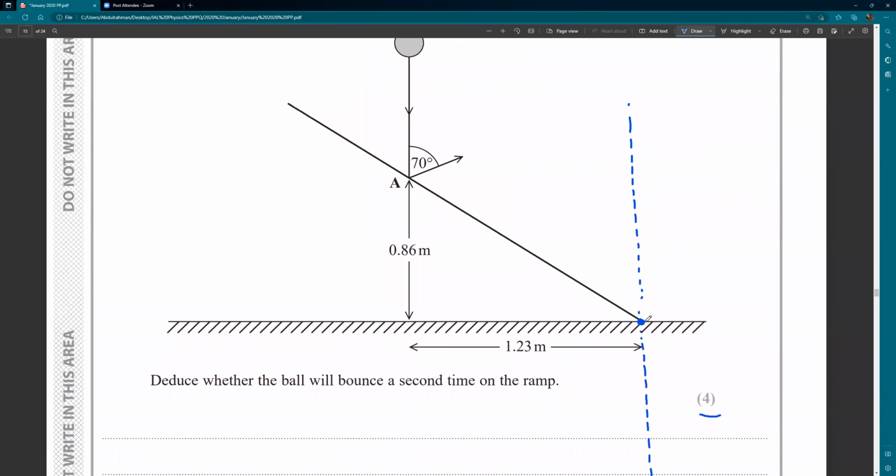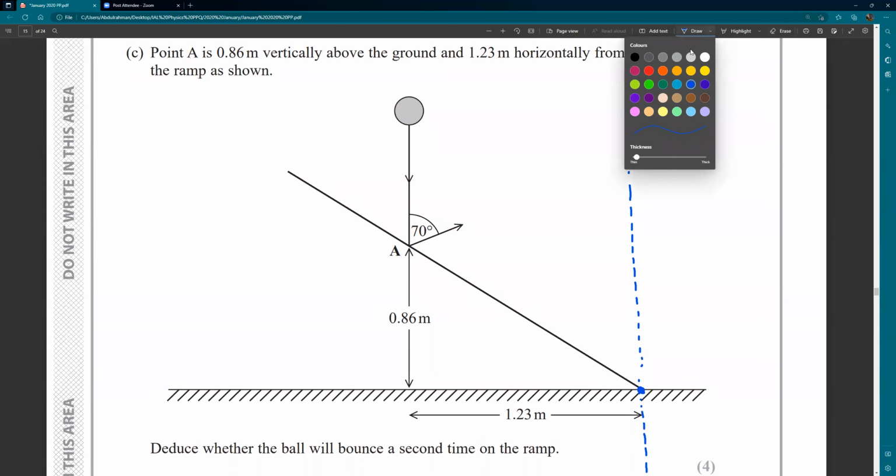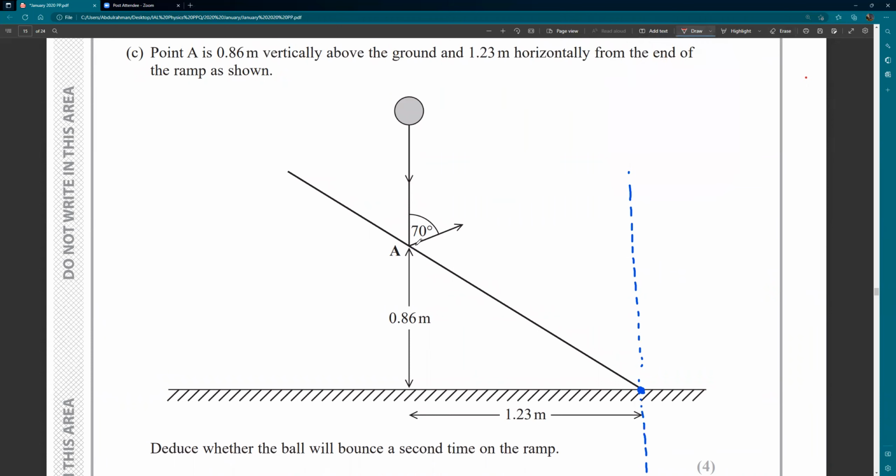If the ball is above this position, which is, by the way, a displacement of minus 0.86 meters because you started here. So here is the displacement 0, and you have to go 0.86 down, or minus 0.86 meters, to reach this position. So if your vertical displacement is above this, then it would not have bounced a second time. And let me try and draw what I'm talking about. So if it is above it, then your ball could have gone like this.